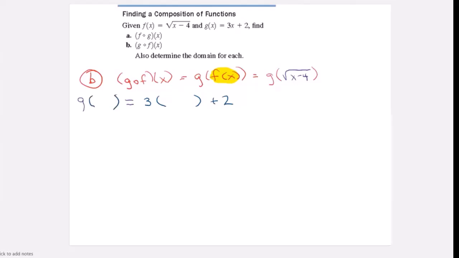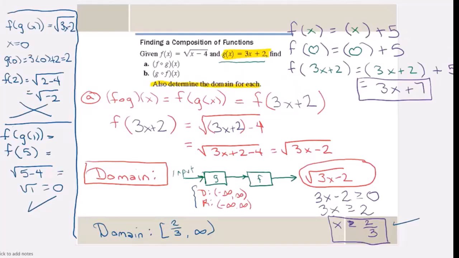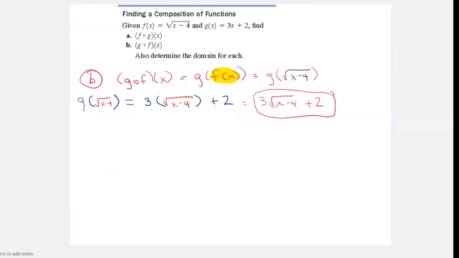Well, in the parentheses is going to be the square root of x minus 4. So the square root of x minus 4. This is my composition, 3 times the square root of x minus 4 plus 2. That's my final answer. Is that the same answer as we got before? I'm certain it's not. No, this is my answer from before.